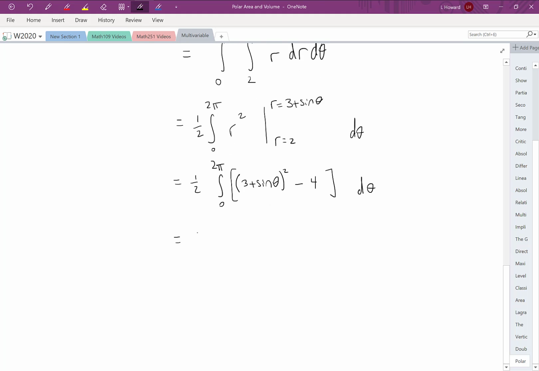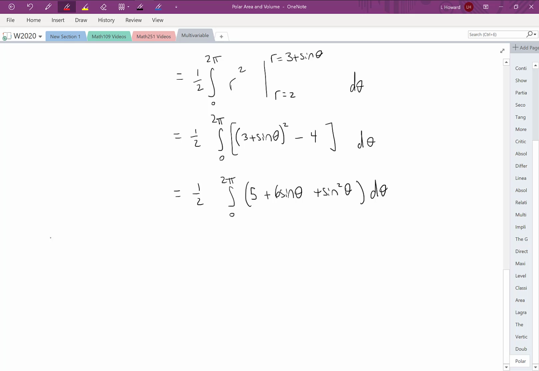So we've got 1/2 integral from 0 to 2 pi. If we expand the square, we get 9 plus 6 sine theta plus sine squared theta, and then that's minus 4. So I might just turn that 9 into a 5 to make things efficient. And then this is going to get integrated with respect to theta.